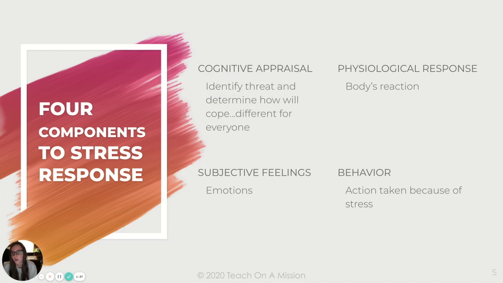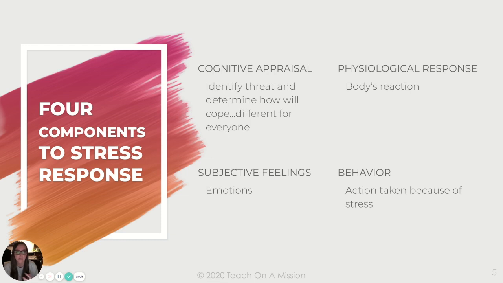Okay, so we have four components to a stress response. We'll just look at them individually. First, you have a cognitive appraisal. So you identify the threat and determine how to cope with it. That's some thinking involved, and that's different for everyone, right? Someone might look at the threat and cope one way. Some might cope in another.